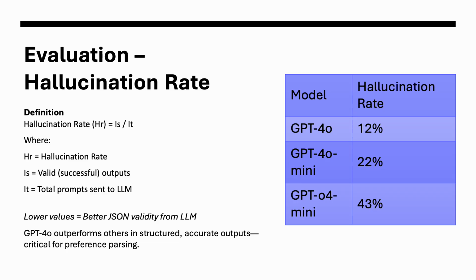To evaluate the reliability of our AI agent, we define the hallucination rate as the ratio of the successful, well-formatted JSON outputs to the total prompts sent. A lower hallucination rate indicates fewer malformed or missing preference structures, which is critical for downstream recommendation accuracy. In our experiment, ChatGPT 4.0 consistently outperformed alternative models, achieving the lowest hallucination rate, demonstrating its superior ability to return valid structured JSON even under dynamic conversational prompts.